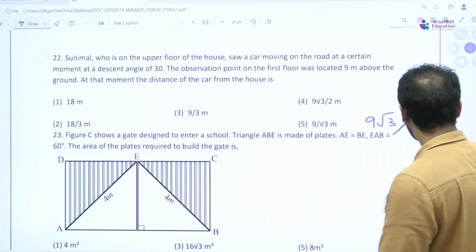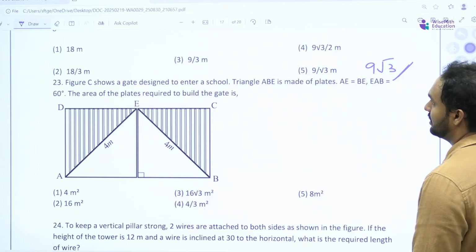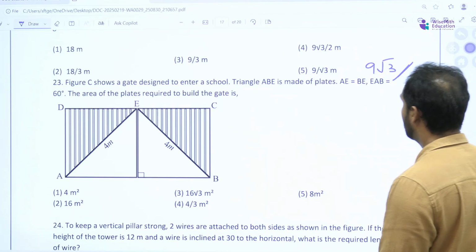Right, come to question number 23. Figure shows a gate designed to enter a school. Triangle AB is made of plates.